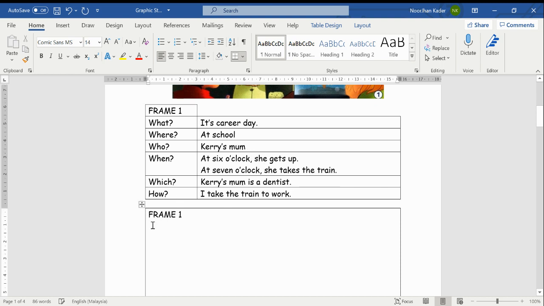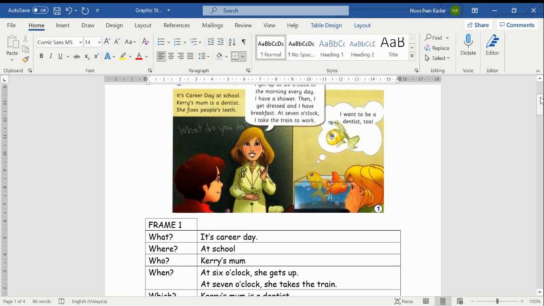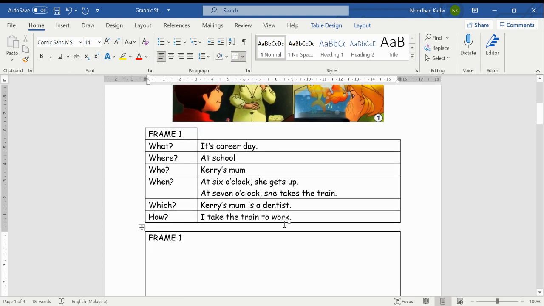So we can write now. Since we already have the basics, or maybe the draft of the important points from the visual storytelling of the four frames, the first frame of the graphic story, we have already simplified the details by completing the simple table here. So this will assist us to write the narrative for frame 1 only. Let's write the narrative for frame 1.